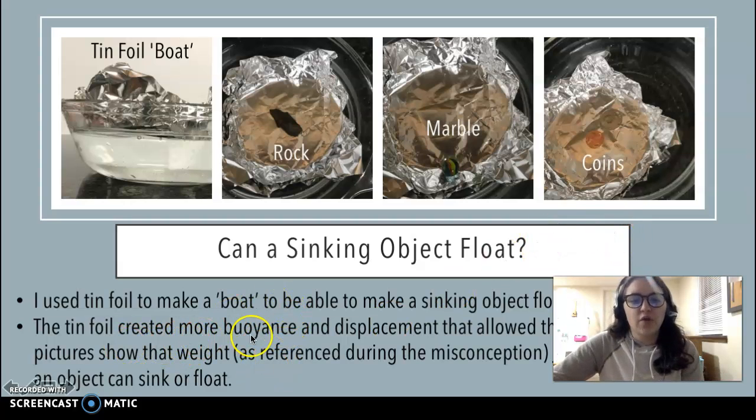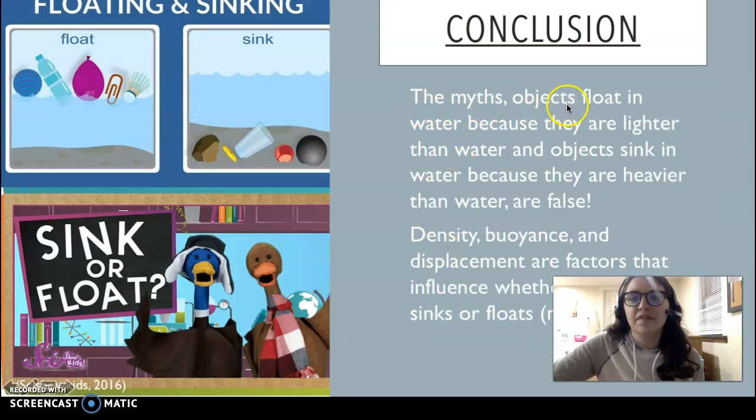These pictures show that weight, as referenced during the misconception, does not determine if the object can sink or float, because the objects that sunk on the last slide are the same objects used in this picture as well, but yet they're now floating. Therefore, the statements that objects float in water because they are lighter than water, and objects sink in water because they are heavier than water, are false. Density, buoyancy, and displacement are factors that influence whether an object will sink or float, not the weight of the object.